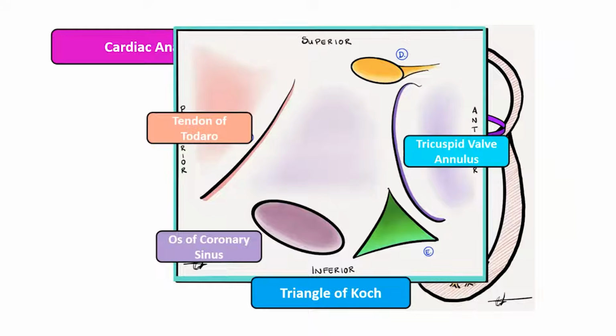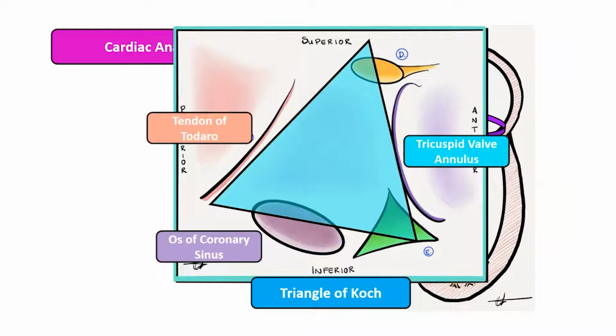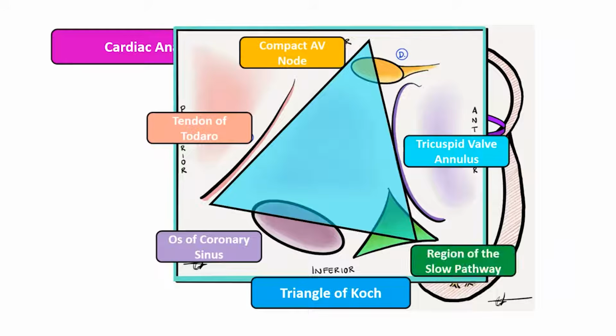So taking all these 3 into account, here we can start to visualize what appears to be a triangle. This triangle is important because at the superior vertex of the triangle lives the compact AV node, and at the inferior vertex of this triangle lives the region of the slow pathway. Very important for us in EP to identify one and stay away from the other when it comes to ablation.